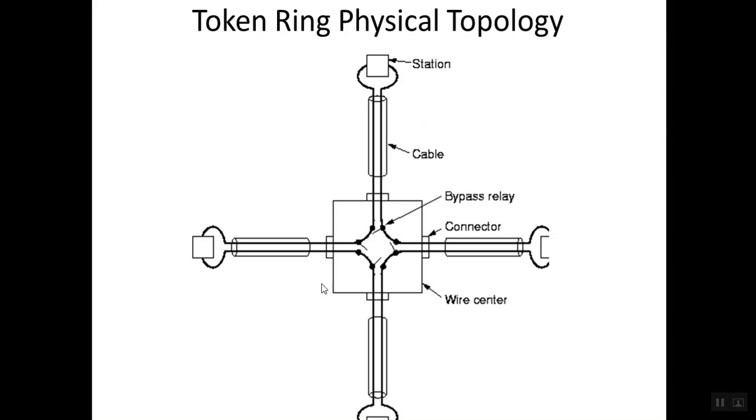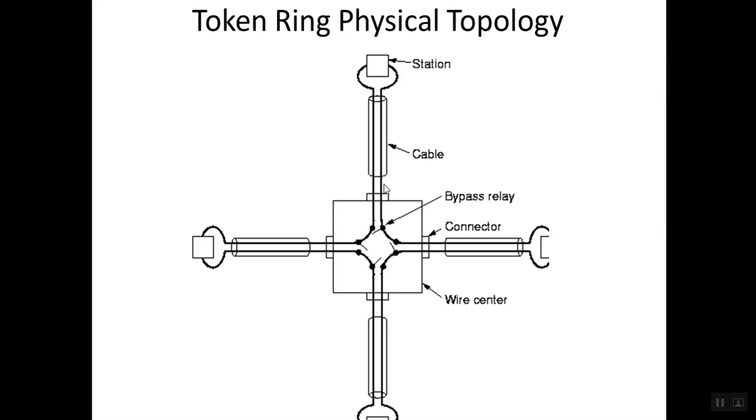These stations are connected to the wire center through ring interfaces, and a station is connected to the wire center by using two twisted pair cables. One pair can be used to move data from the ring to the station, and the other pair can be used to move data from the station to the ring. So data will be moved to the station through this line, and the station will transmit data through this line.